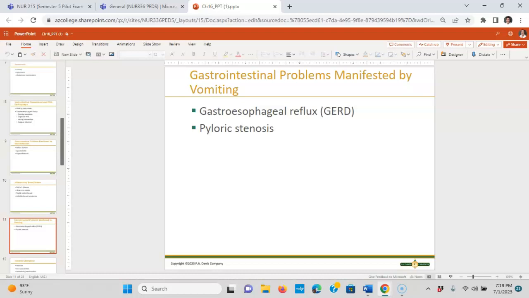Found more common in boys than girls. Higher incidence if the mom had the disease. Its key, and this will be on the test, is forceful, progressive, non-bilious vomiting after every feed. It's non-bilious, okay? So it's not green, it's just the milk coming back up. Onset of vomiting from the first week of life to as late as 5 months of age. The vomiting becomes projectile over time, and it happens in peristaltic waves.